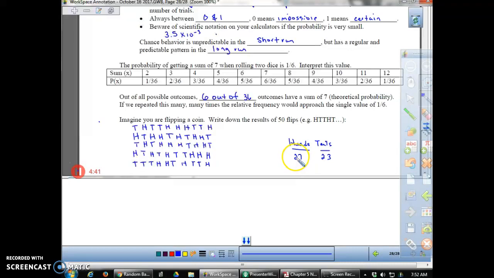So if you did this many times, you would expect that the proportion would get closer and closer to 0.5. So theoretically, we know the probability of getting a head is 0.5. So we're comparing our theoretical probability to our experimental probability. Our experimental probability here is actually 27 out of 50. So it's a little bit more than 0.5. So if you repeated it many times, it would get closer and closer to 0.5.